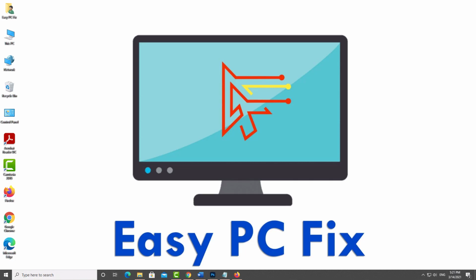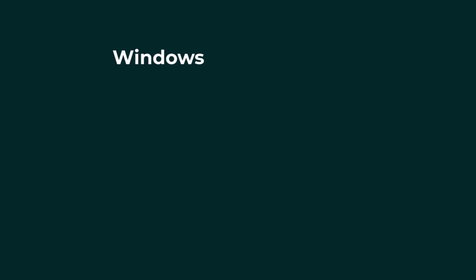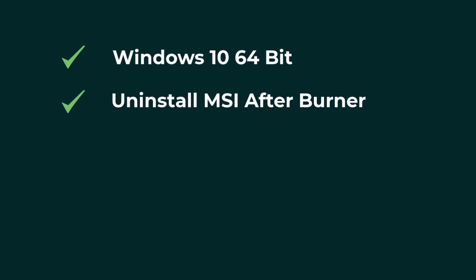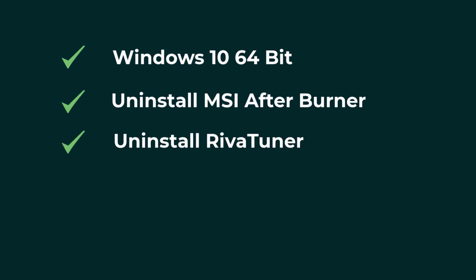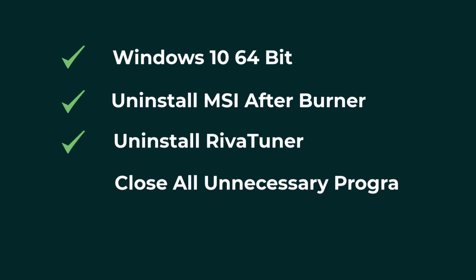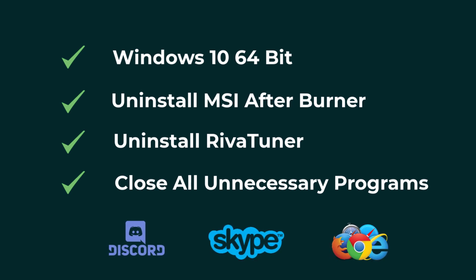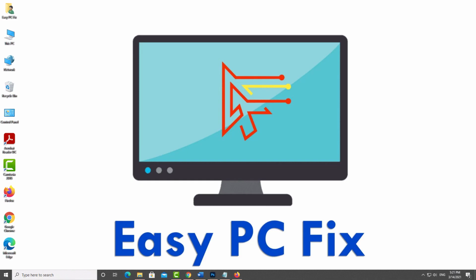Now let's start with basic troubleshooting. First of all, make sure that you have 64-bit Windows 10. Uninstall MSI Afterburner and Riva Tuner if you are using them. Close all the programs that you may not be using, like Discord, Skype, browser etc. Only run programs which are important. It will help to launch the game successfully. Now we are all set to start troubleshooting.